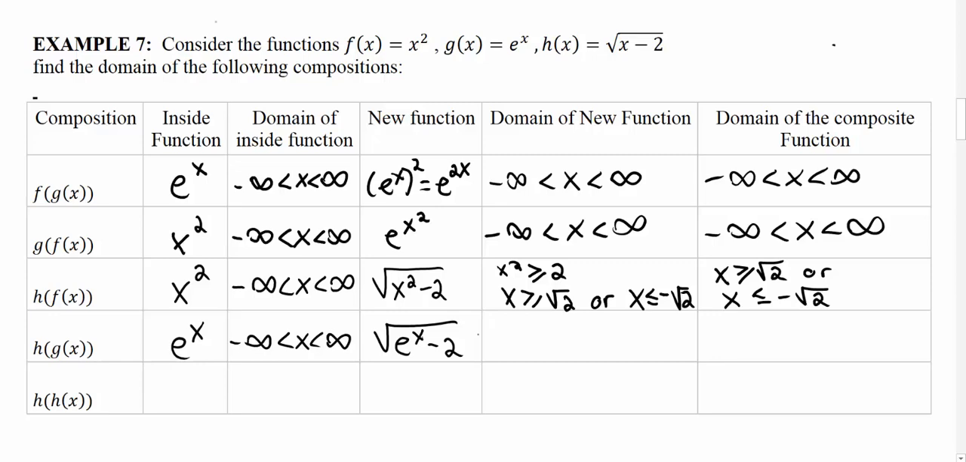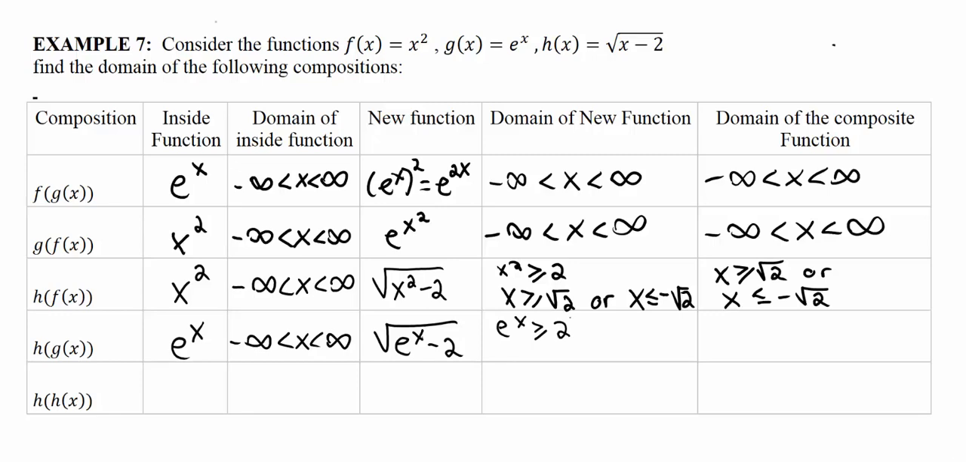In order for something to be positive, it has to be greater than or equal to 0. So we need to set e to the x minus 2 to be greater than or equal to 0. The result of that is that we need e to the x to be greater than or equal to 2. As long as it's bigger than 2, then the result under the square root will be positive. But we want to be able to define this in terms of x.